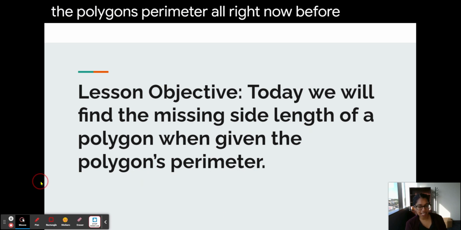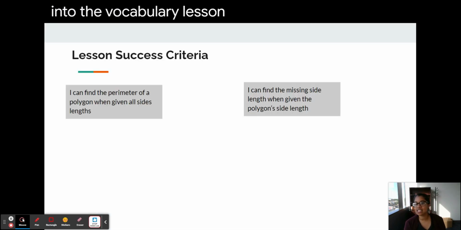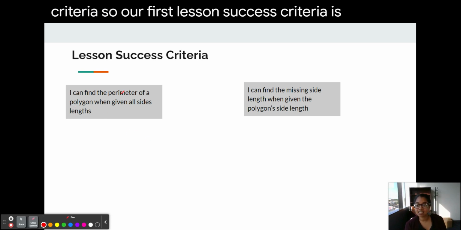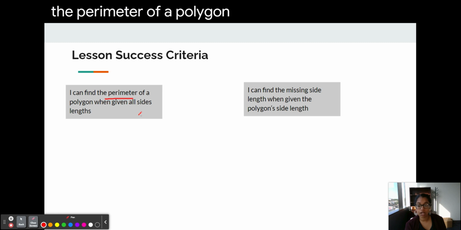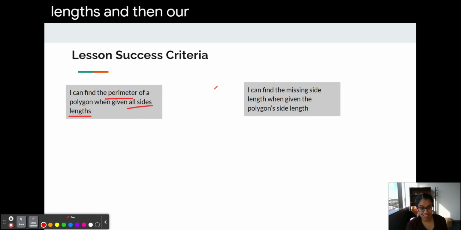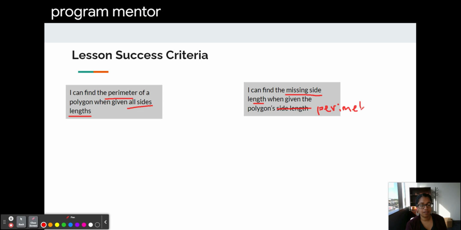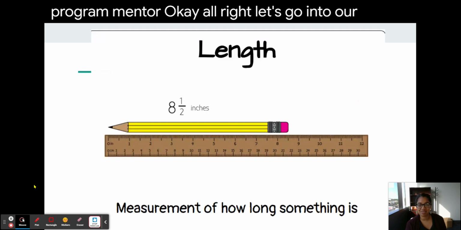All right, now before we get into the vocabulary, let's go into our lesson success criteria. So our first lesson success criteria is I can find the perimeter of a polygon when given all side lengths. And then our second success criteria is I can find the missing side length when given the polygon's perimeter. Ooh, that's supposed to say perimeter. Okay, all right. Let's go into our vocabulary for today.